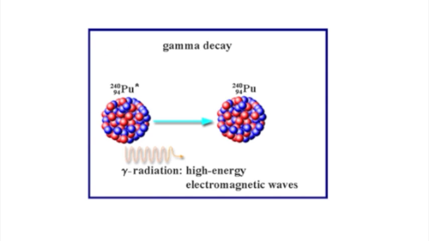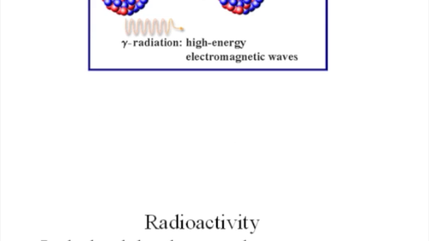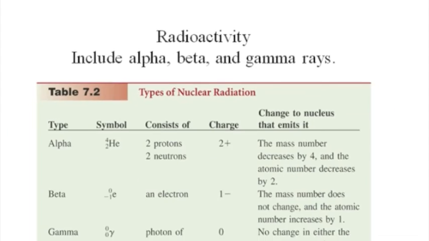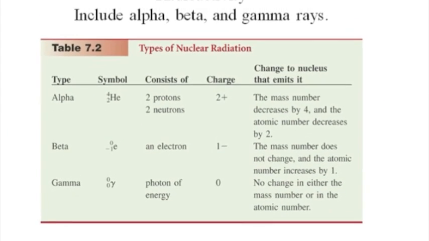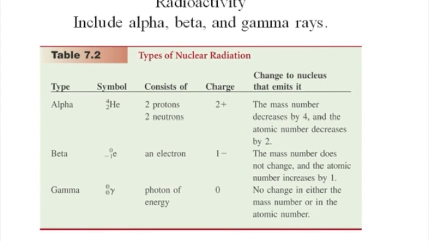In this case, it's plutonium-240. It will give off gamma radiation. You still have plutonium-240. It's just in a lower energy state. So the nucleus itself is unstable, has extra energy. It'll just give it off in the form of gamma radiation. Okay, so those are the 3 basic types of nuclear decay. There's other types, but those are the 3 most common types. All right, it's summarized here in this table, the 3 types of irradiation.